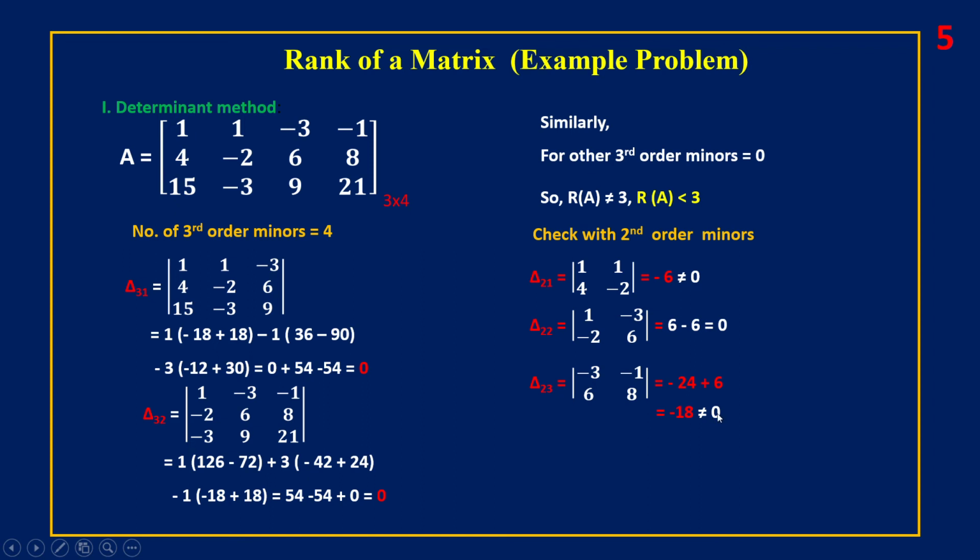If any one minor is not 0, we can conclude that as the rank of the matrix. So here the first second order minor is also not equal to 0, and the third second order minor is also not equal to 0. There is no need to find the other second order minors. We can conclude the rank of the given matrix as 2 itself.